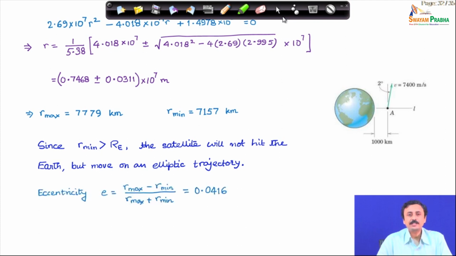And you can calculate the eccentricity of the orbit, R max minus R min by R max plus R min, which we have discussed already, and that turns out to be 0.0416. That is the eccentricity lowercase e.